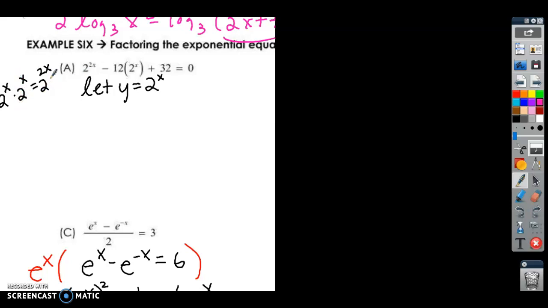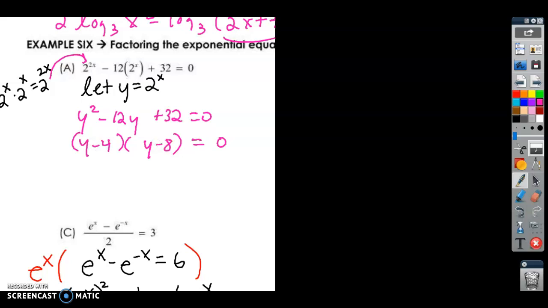So since I know that about the first term, I'm going to use y instead of u. Let y equal 2 to the x, because now I can rewrite this as y squared minus 12y plus 32 equals 0. And then I can factor. This is a nice one. y minus 4, y minus 8. So y equals 4 and y equals 8.